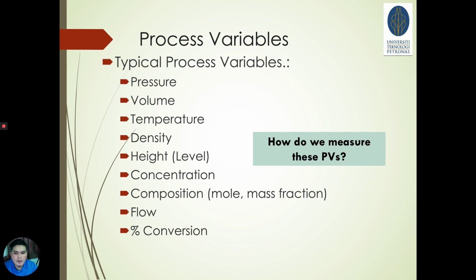So when we talk about process variables, there are plenty of them, such as pressure, volume, temperature, density, height, concentration, composition, which can be mole fraction or mass fraction, flow, as well as percentage conversion. And usually percentage conversion is involved in a reaction process, or happens inside a reactor. The question is, how do we measure these PVs?